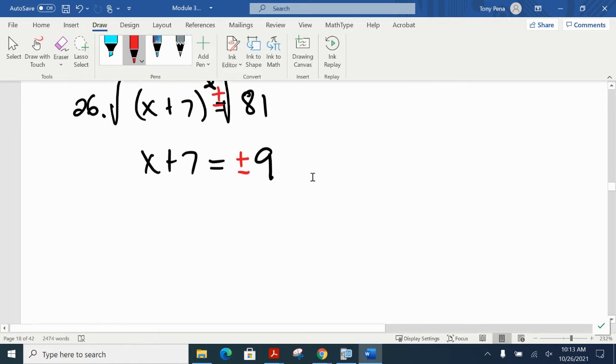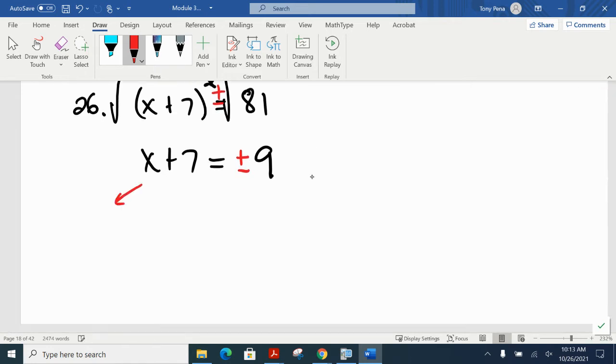That then gives us our two different equations. One equation is going to be when x plus 7 gets set equal to the positive 9. And then this also sets up the equation when x plus 7 gets set equal to that negative 9. All right. Then we now have the third step with these where we're going to solve these.